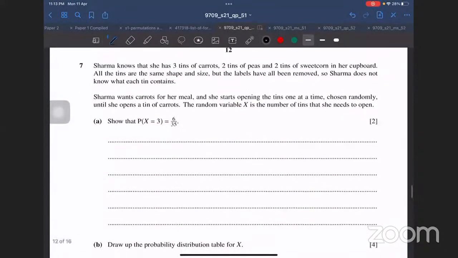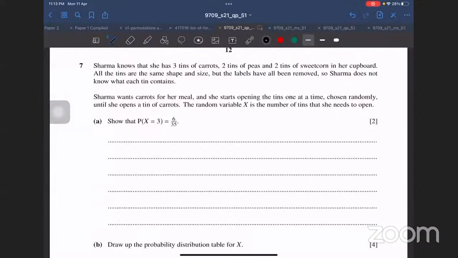Okay, the last question on this exam says Sharma knows that she has 3 tins of carrots, 2 tins of peas, and 2 tins of sweet corn in her cupboard. All the tins are the same shape and size, but the labels have all been removed. So Sharma does not know what each tin contains. Sharma wants carrots for her meals, and she starts opening tins one at a time, chosen randomly, until she opens a tin of carrots. So she stops when she opens a tin of carrots. The random variable X is the number of tins that she needs to open.